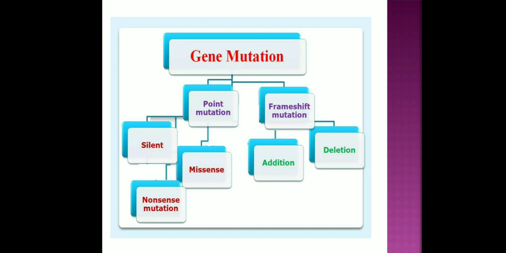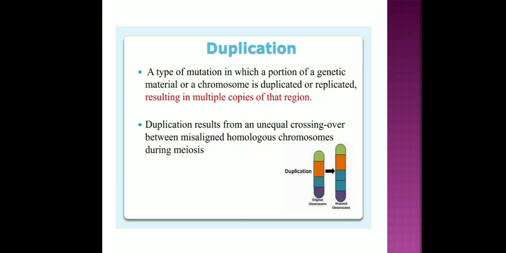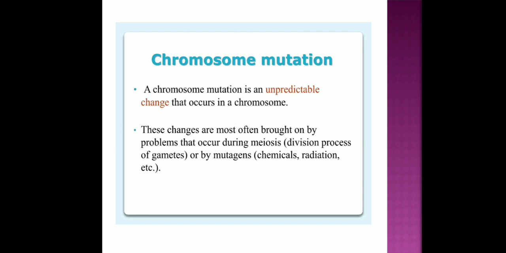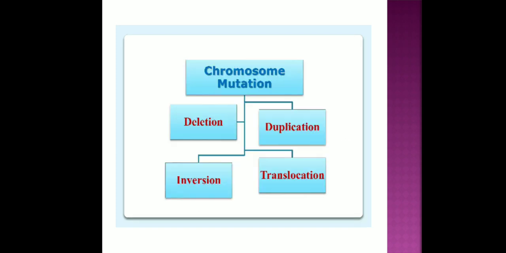Nullisomy. So nullisomy means a chromosome aberration where both chromosomes of a pair are lost. It is represented by 2n minus 2. It is an aneuploidy. A nullisomy is produced by the fusion of gametes having one chromosome loss.